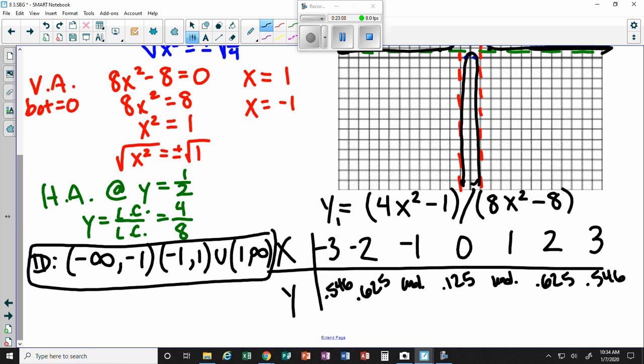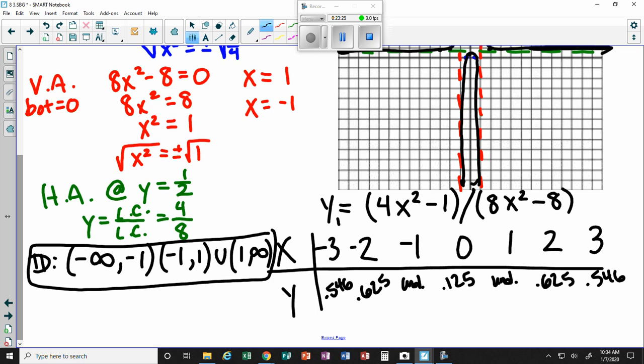Just put all the vertical asymptotes in there as your breaks. -1 and 1. Okay, so I have a break at -1, I have a break at 1. Now, range is a little trickier on this one, because normally we just use the horizontal asymptote. But this one, there's a gap.